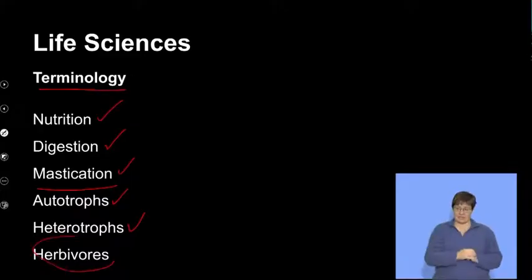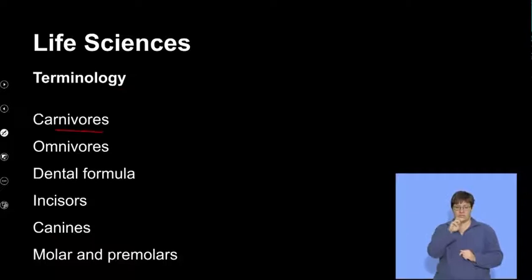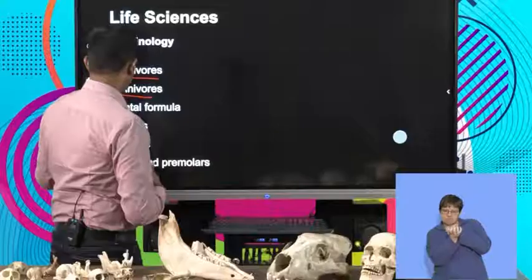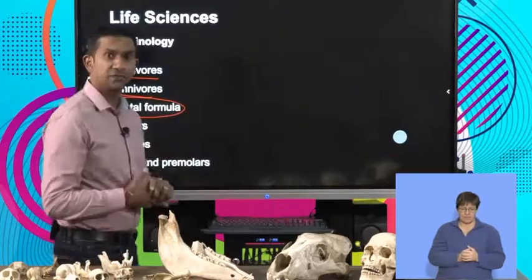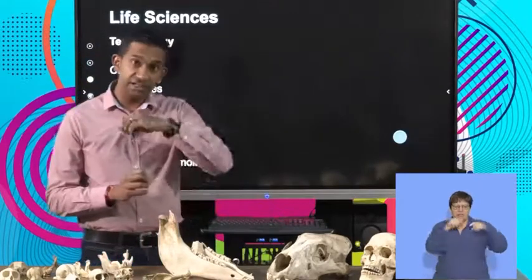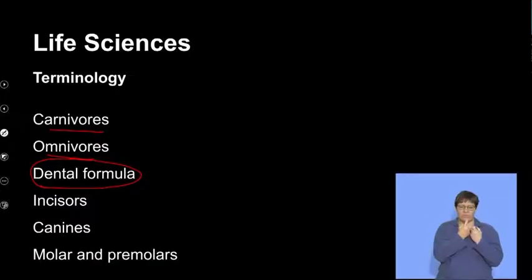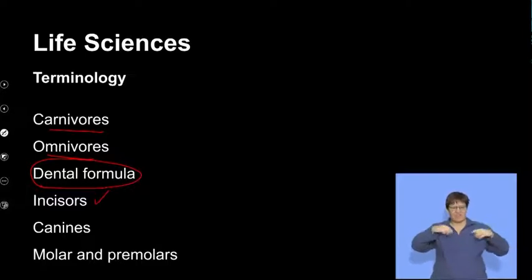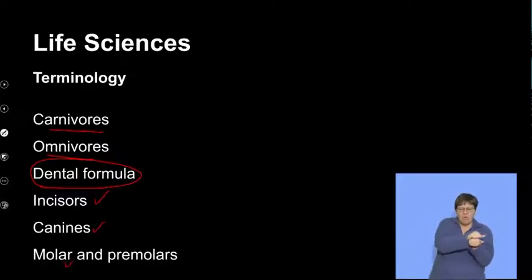And then we're going to compare herbivores, carnivores, and omnivores in terms of their mode of nutrition as well as their structural adaptation of the jaws and teeth for that mode of nutrition. We're going to spend some time looking at what dental formula is, and that essentially points to the specialization and the arrangement of teeth on the jaws. We're going to look at the different types of teeth in terms of the incisors, canines, your molars, and your premolars. And that's an overview of the important terms.